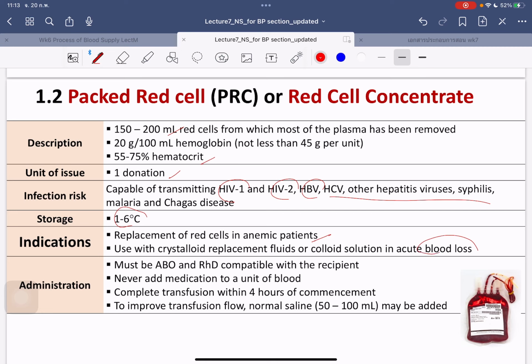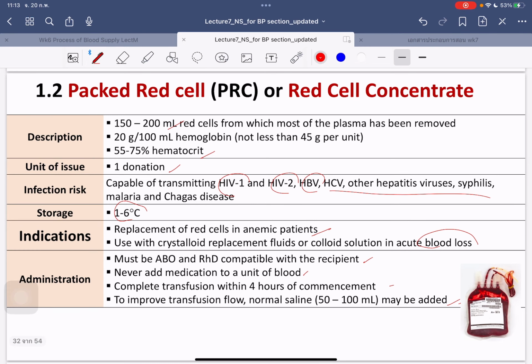All the red blood cell components are stored at 1 to 6 degrees Celsius, and because of this component, the red blood cells, we will use it in anemia patients. The method of administration is ABO and Rh compatible. Because this blood component is more concentrated than whole blood, sometimes we mix it with normal saline to increase blood flow.